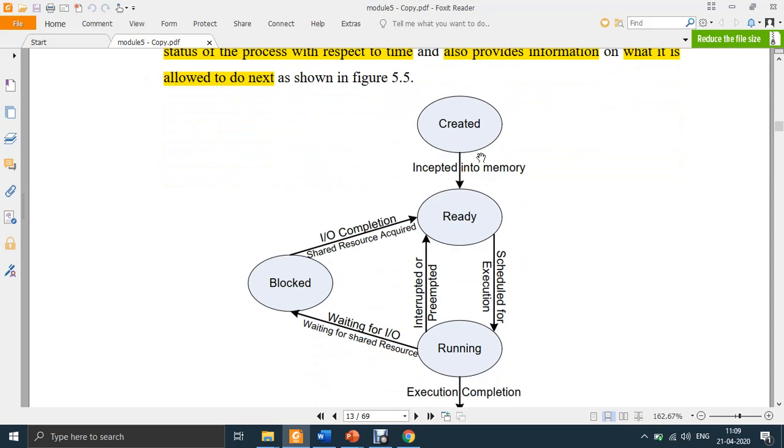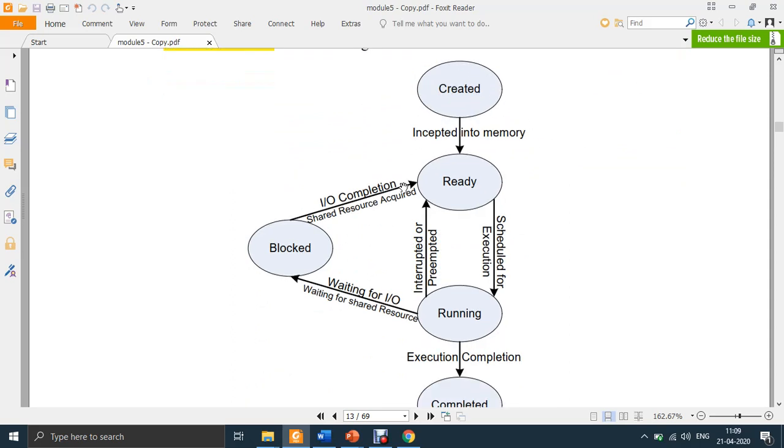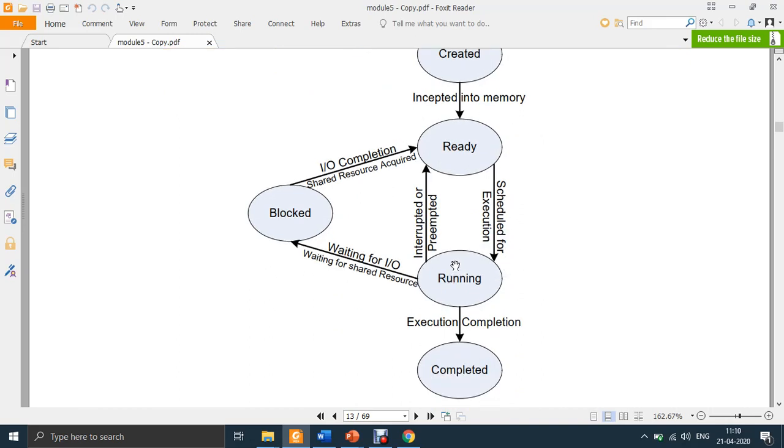So this is the created state, and we shall see what the created state is. Then it is ready. Ready means it is waiting for its chance to get the CPU. Once it gets the CPU, it is in the running state. From the running state, it can be preempted and it will go back to the ready state. The ready state will have a queue known as the ready queue.